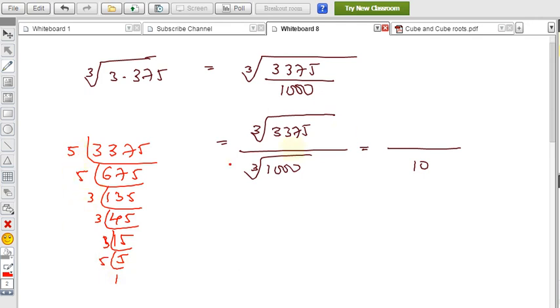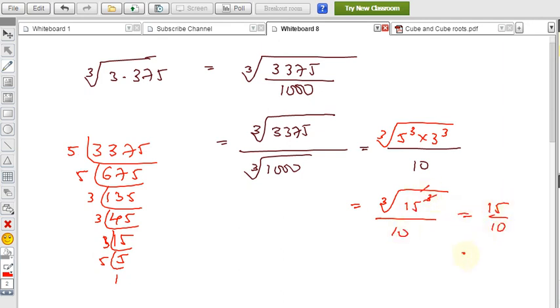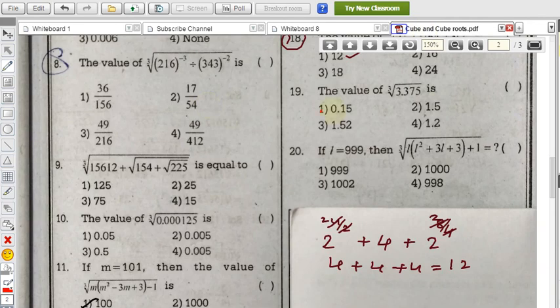So cube root of 5 cube into 3 cube, that's cube root of 15 cube by 10. Cancel 15 by 10, that is 1.5. 1.5 is the answer.